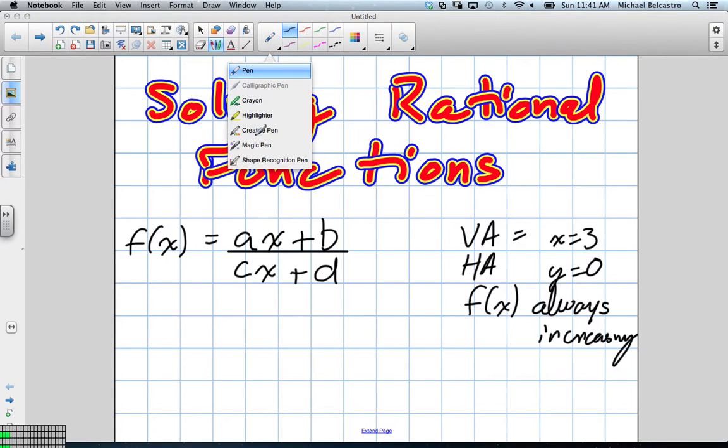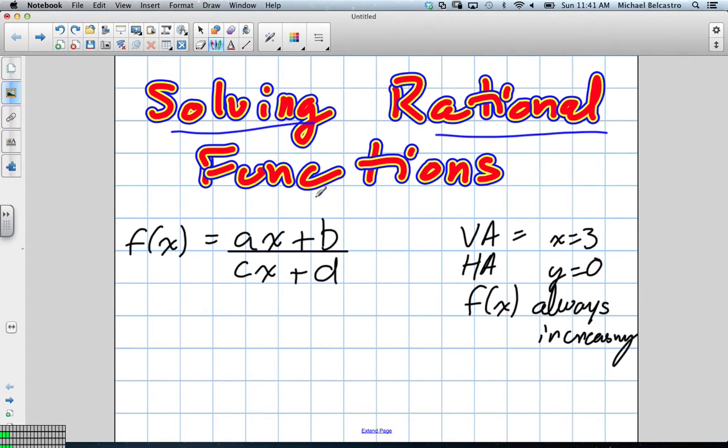Okay, so in this question they asked us to solve for a rational function, right? They've given us the form, so we have our two coefficients in front of x, and then two constants at the end. So essentially what we have is like two linear equations on top of each other, divided by each other. They've told us that we have a vertical asymptote of 3 and a horizontal asymptote of 0, and the function is always increasing. So we want to try to make sense of this.